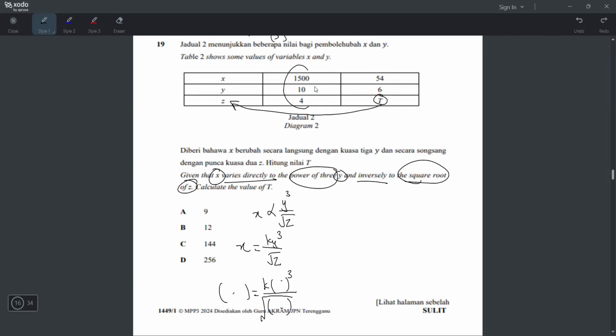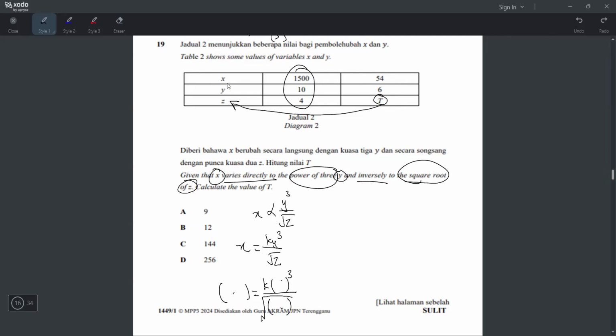So the correct way is to sub this information first. Right? But sir, the question asks us to find T. Yes, I know. That one is for later. You need to find K first. If you don't find K, how can you find T? So that one T, that one later. Now we find K first.